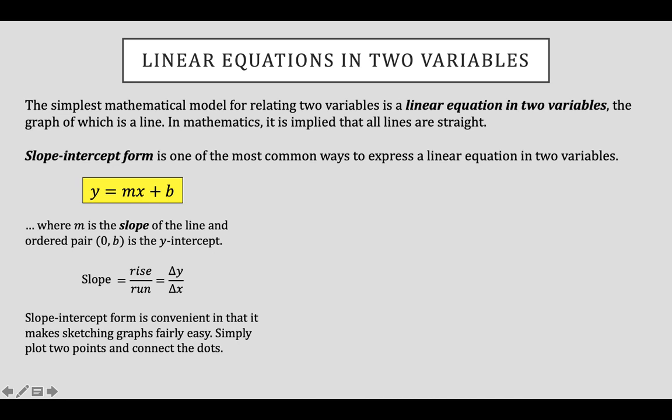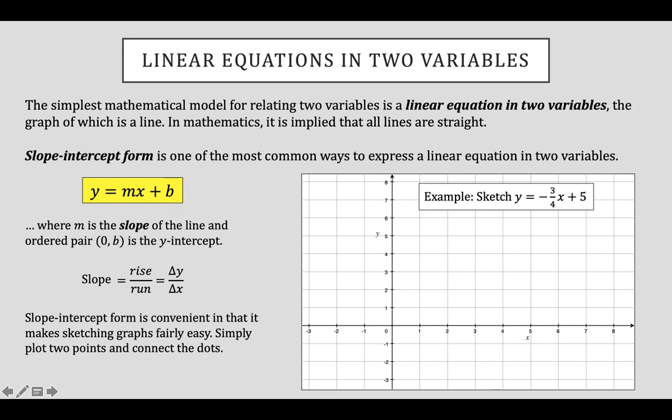Slope-intercept form is convenient in that it makes sketching graphs fairly easy. Simply plot 2 points and connect the dots. Anytime you're sketching a line, it only takes 2 points to sketch that line. So, for example, sketch y equals negative 3/4 x plus 5.